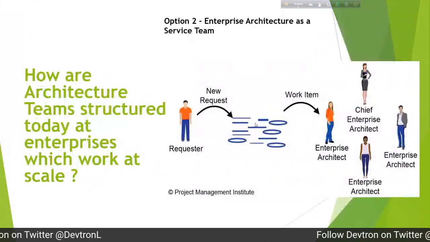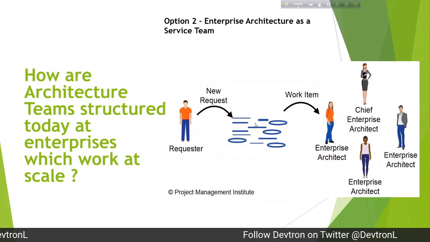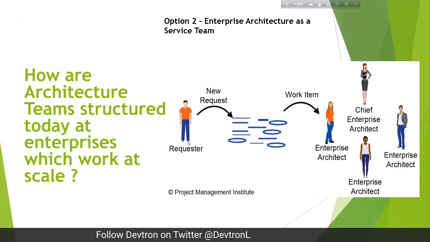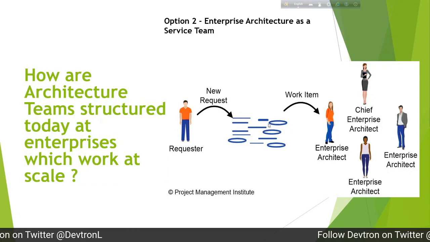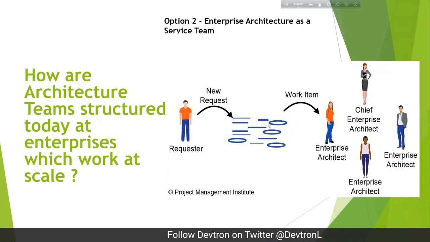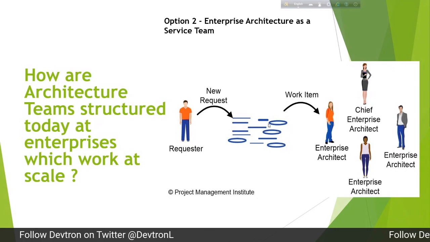Another standard model is called enterprise architecture as a service. What does that mean? As a requester, you need an enterprise architect. You send a request, and somebody is assigned to you for that moment. You give them work, and once the work is finished, they go back to the pool. So they are not long-term invested in your project.